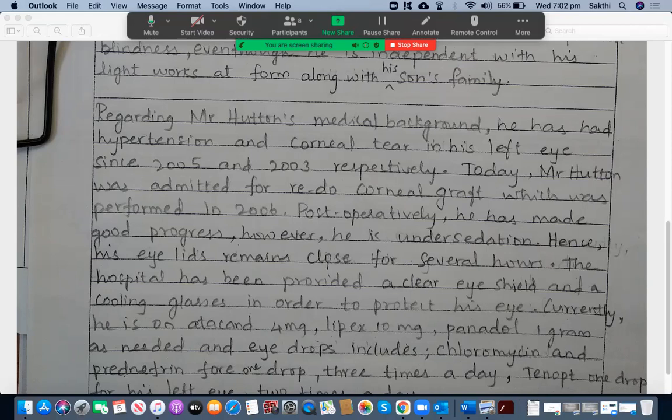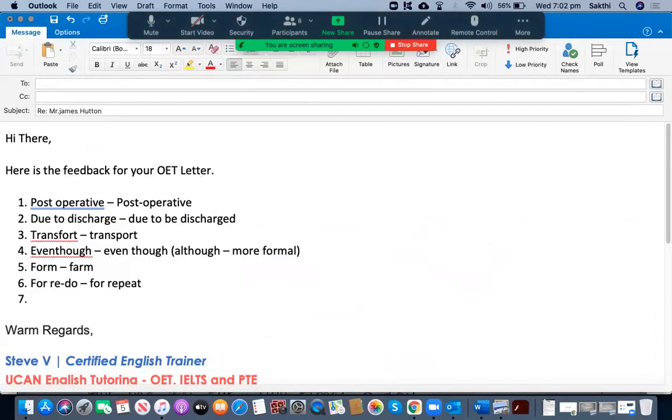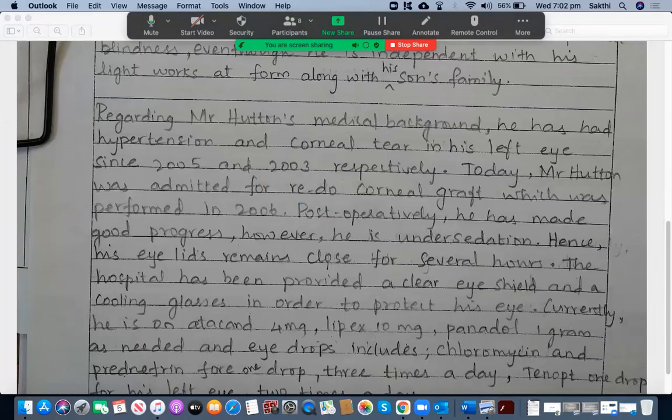No, this is wrong. When you say redo, which means repeat, maybe you can say admitted for a second corneal graft. That's fine. You could have put a full stop. And you should have mentioned that he has undergone this operation in 2006, somewhere here in the first sentence, or maybe in the second sentence. I mean, Mr. Hutton has undergone his first corneal graft in 2006.